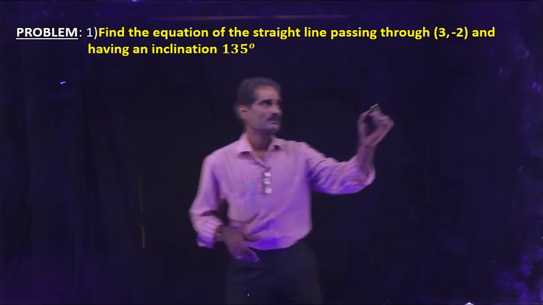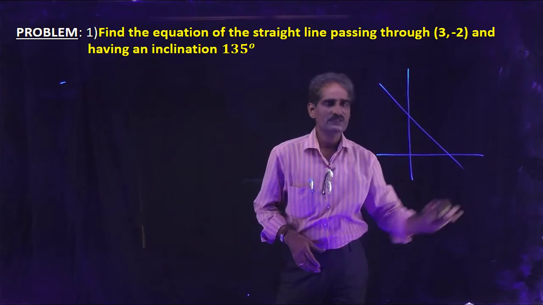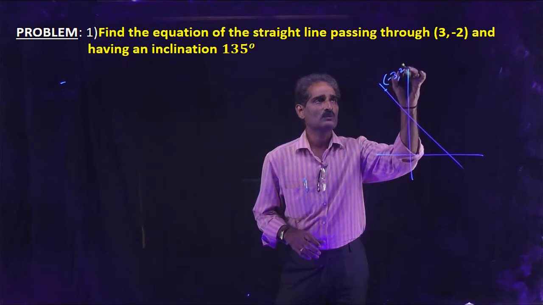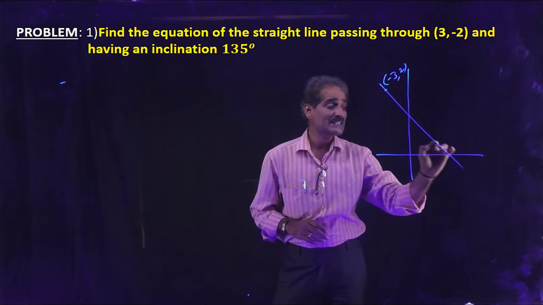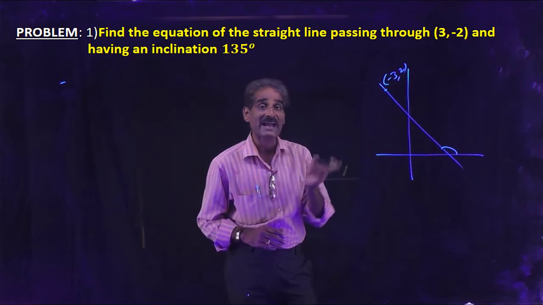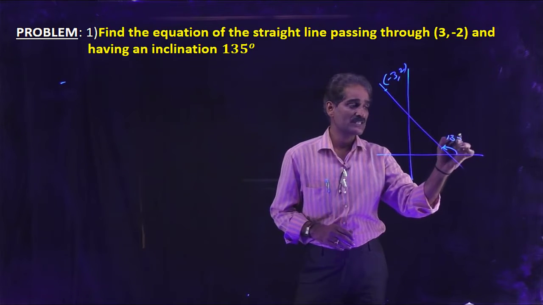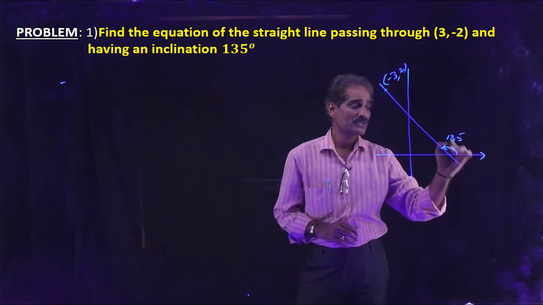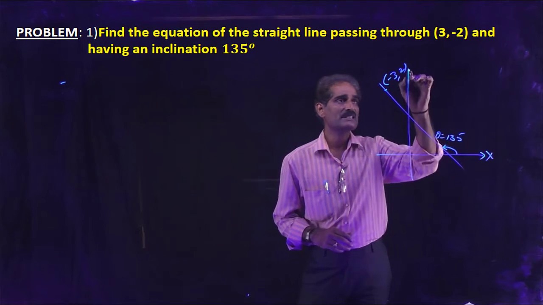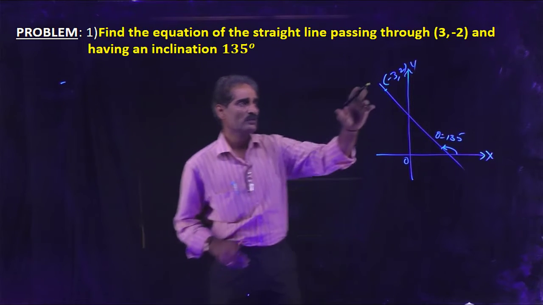Just draw the figure. Suppose this is a line passing through the point minus 3 comma 2. Its inclination is 135. Inclination means the angle with the positive direction of the x-axis, measured in the anti-clockwise direction. Here we are given that the inclination is 135 degrees, that means theta equal to 135 degrees. X-axis, y-axis, origin. Now we have to find the equation of the line.